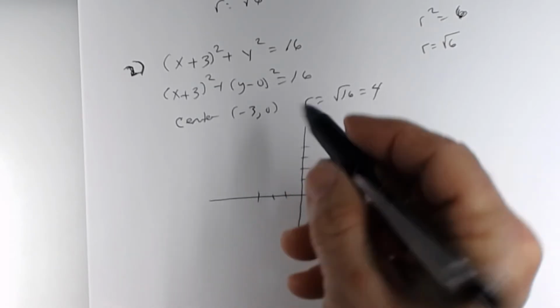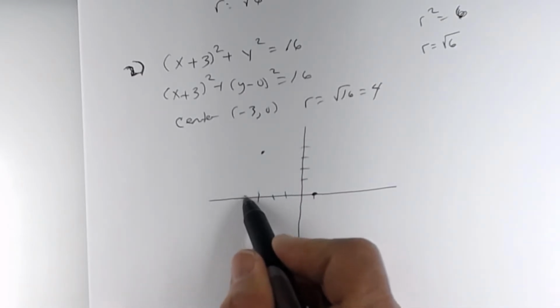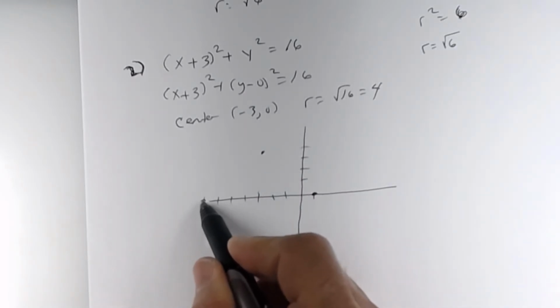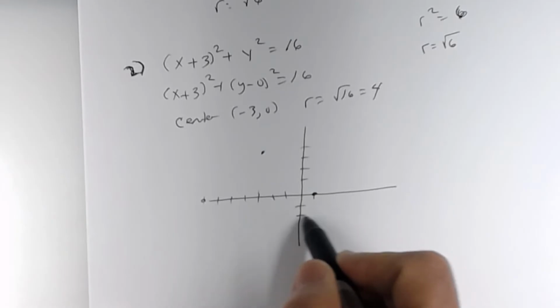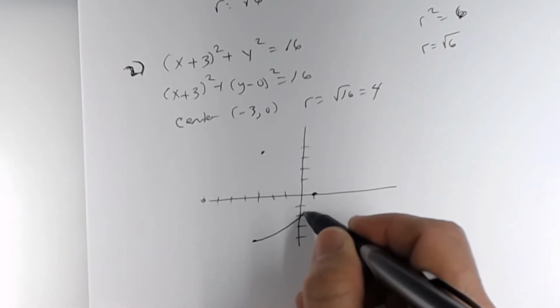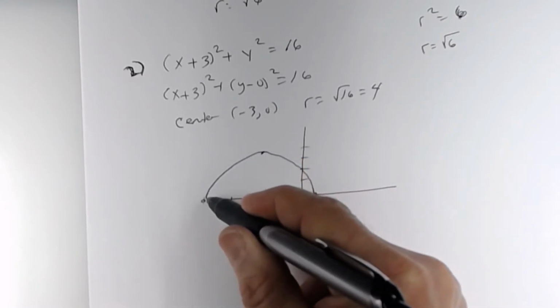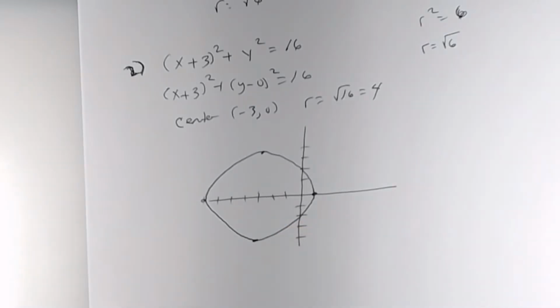We're doing that. You had that supposed to be turned in today. 4 units to the left from the center: 1, 2, 3, 4. And then 4 units down: 1, 2, 3, 4. And then from there, you drew the best you can. Remember, we talked about making sure it looks like a circle. Do the best you can. All right, so that was a circle.